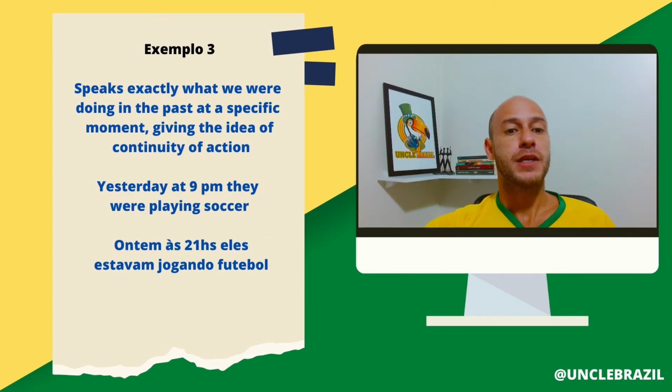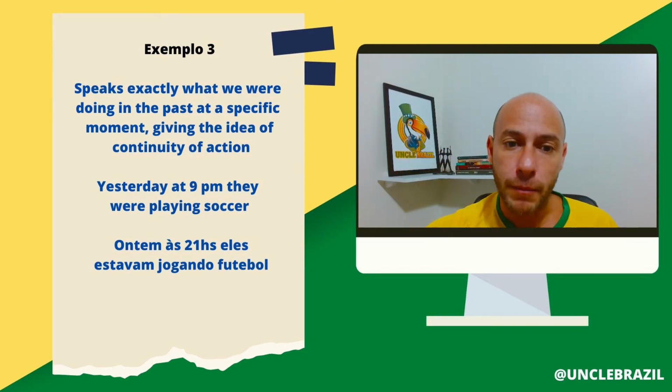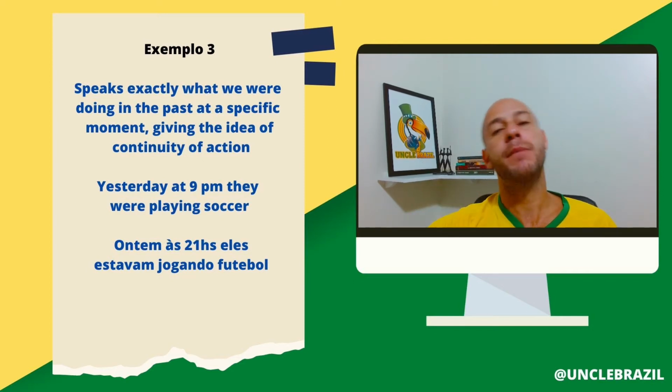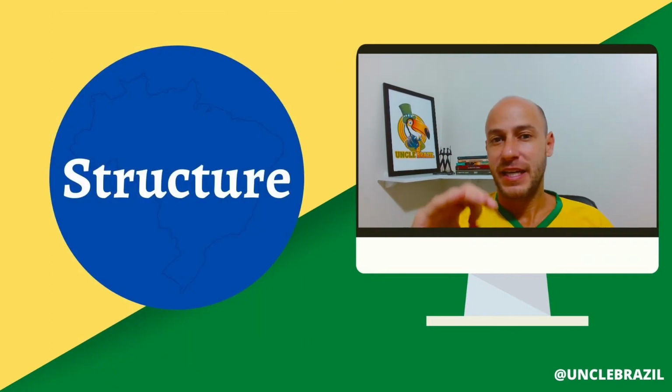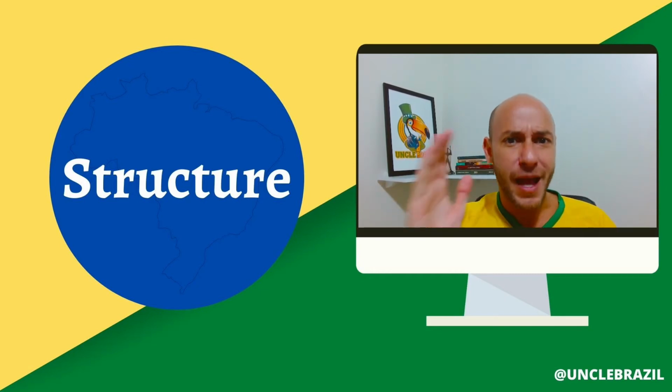And the third one speaks exactly what we were doing in the past at a specific moment, giving the idea of continuity of action. Yesterday, at 9 p.m., they were playing soccer. Ontem, às 9 da noite, eles estavam jogando futebol. In my opinion, these are the three most important cases. Now that you know when to use it, we need to understand the structure, how to construct gerúndio in the past. And we are going to see step by step.